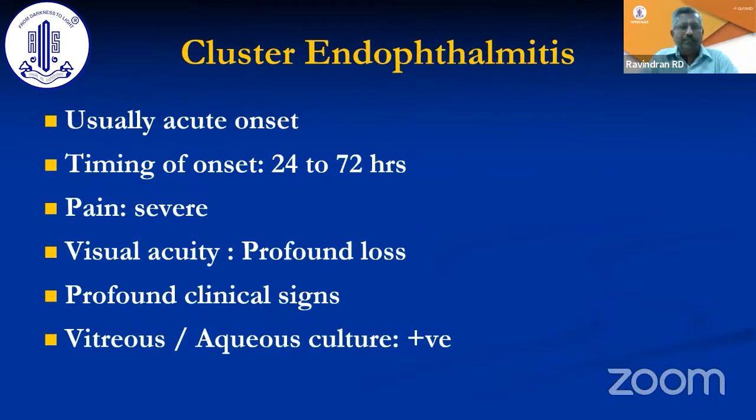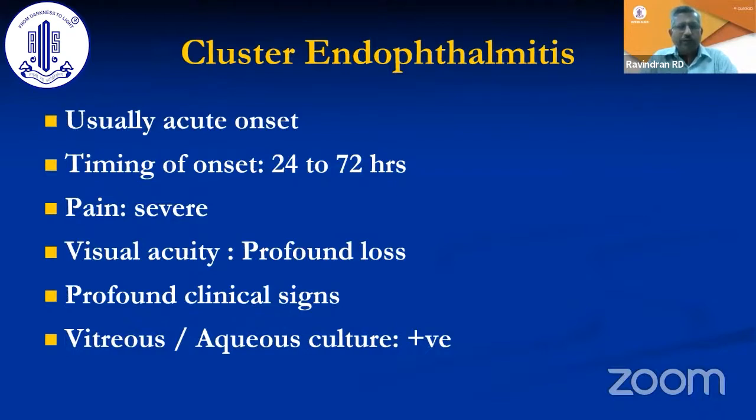Both the signs and symptoms are very profound. The pain will be very severe. Among the diagnostic criteria for endophthalmitis, the patients will have very profound visual loss, whether it is congestion, chemosis, lid edema, anterior chamber reaction or hypopyon. They are all very profound.